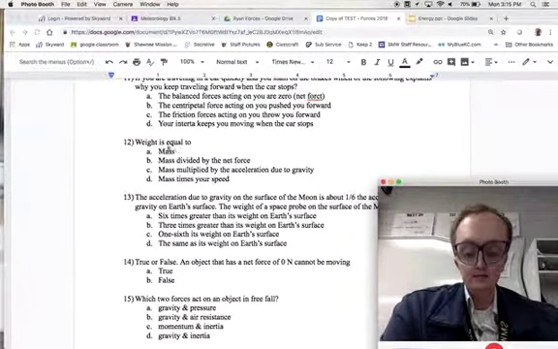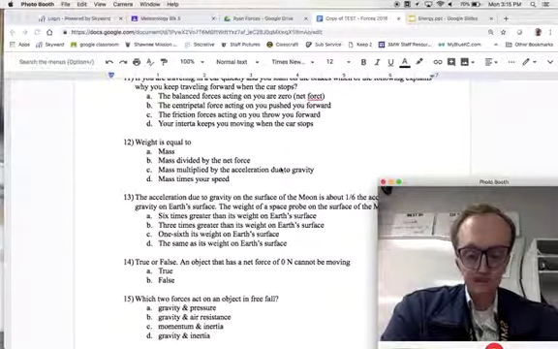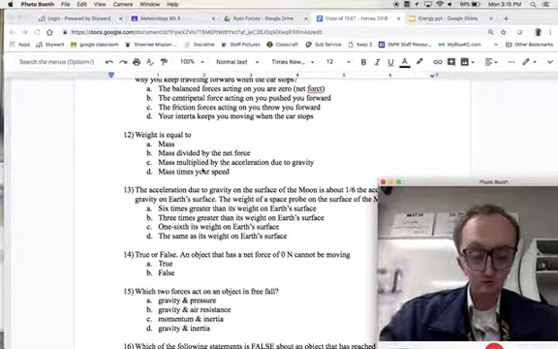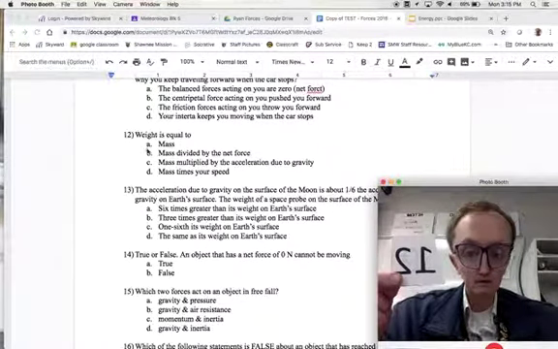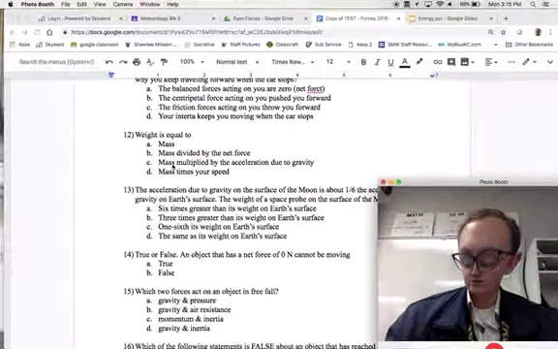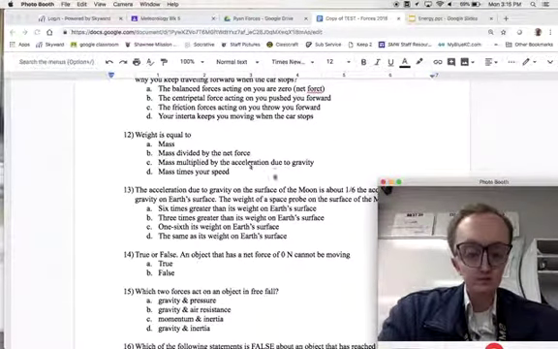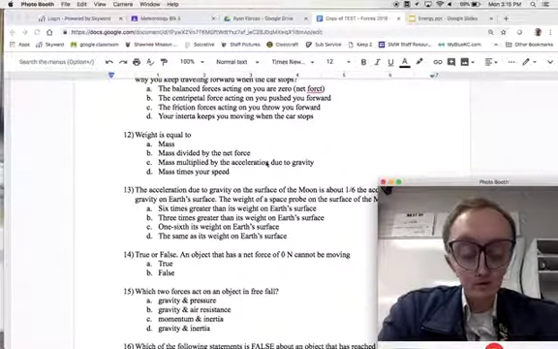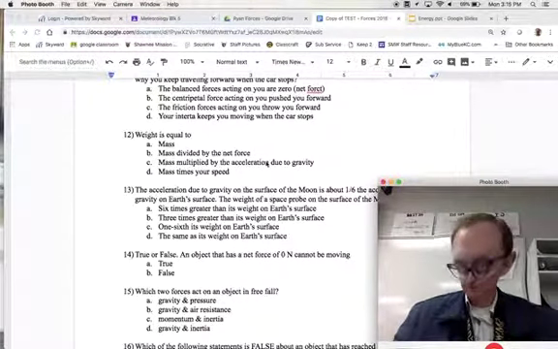Question 2. Weight is equal to mass multiplied by the acceleration due to gravity. Okay, weight is equal to the mass multiplied by gravity. Oh, darn it, that was 12, in case you just tuned in. Weight is equal to the mass multiplied by the acceleration due to gravity. That acceleration due to gravity for us is always going to be 9.8 meters per second squared. Okay?